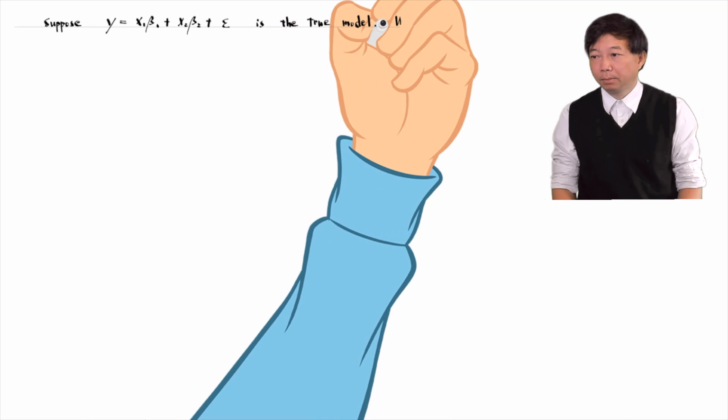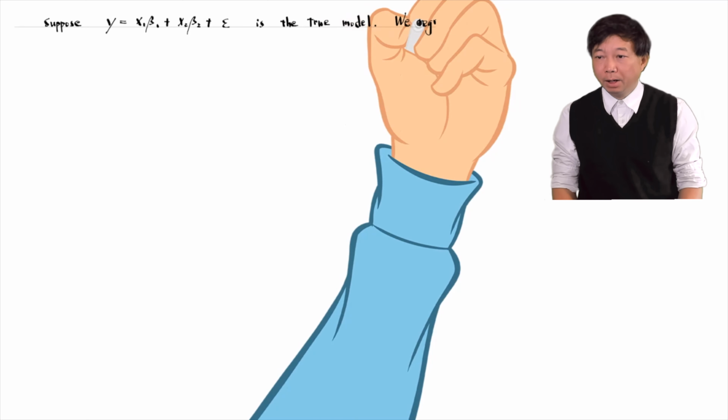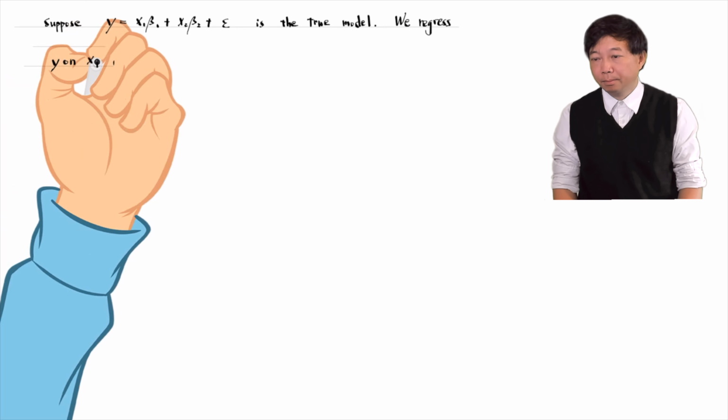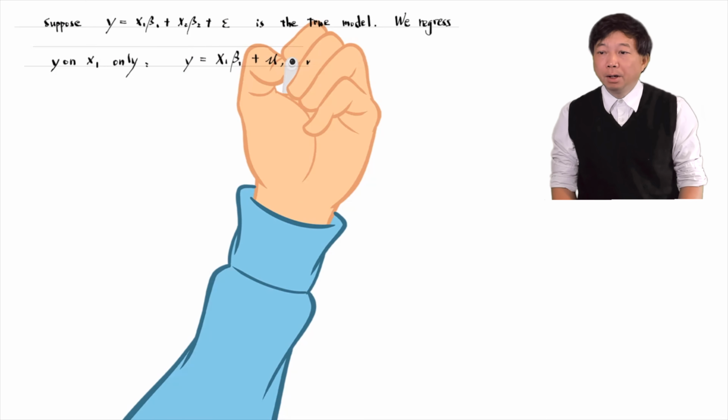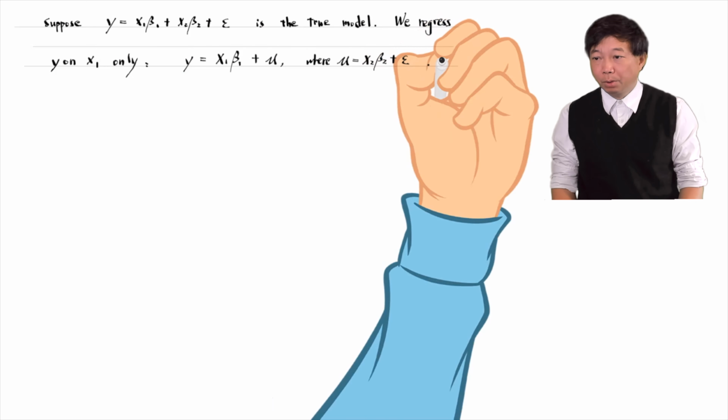Suppose the true relationship between x and y is as follows. The true model has two groups of explanatory variables, x1 and x2. However, we only collect data on x1 and regress y on x1 only. Thus, the error term mu in our regression model equals x2 times beta 2 plus epsilon.